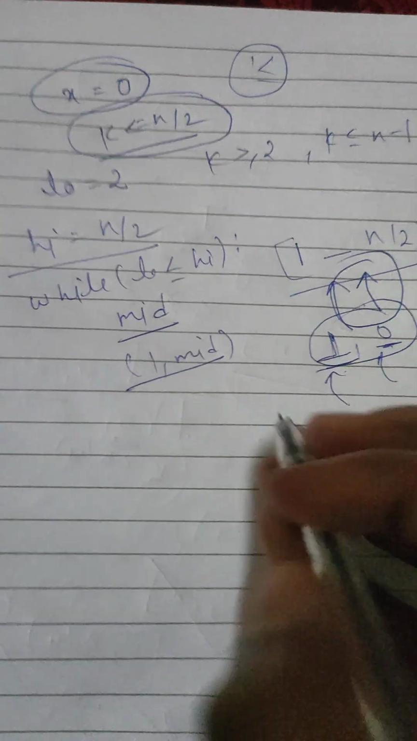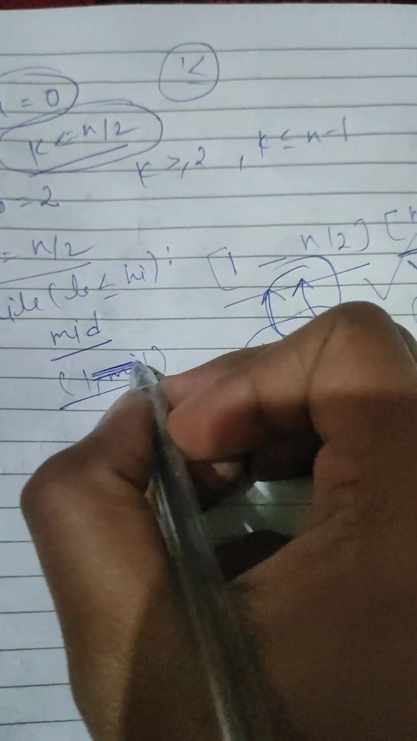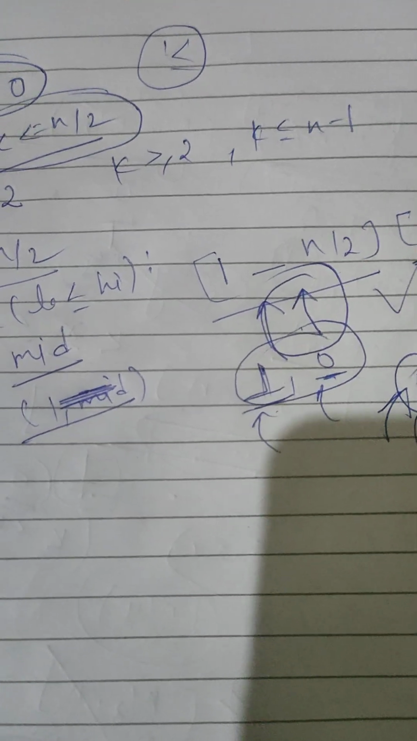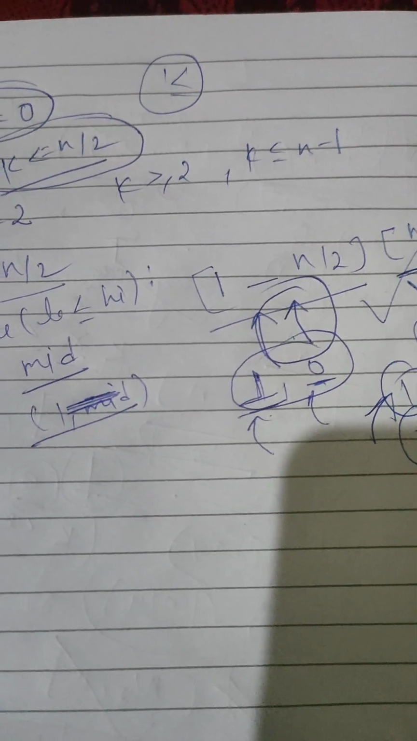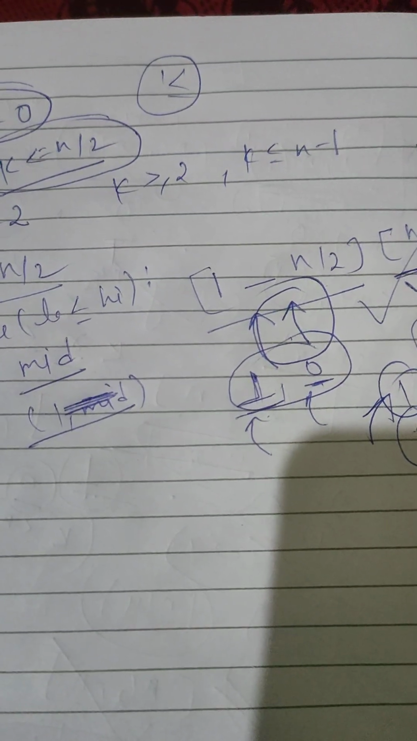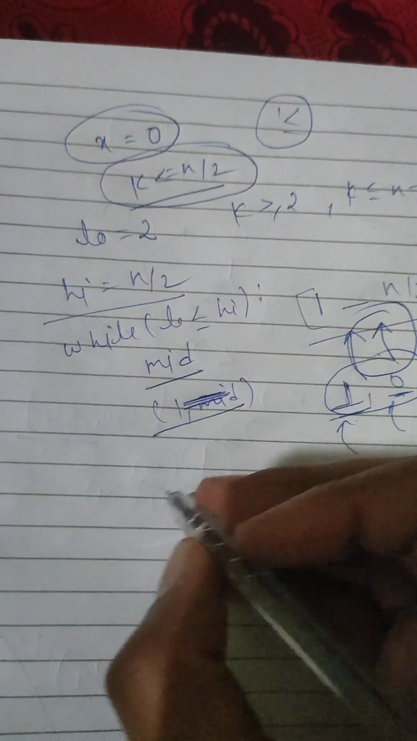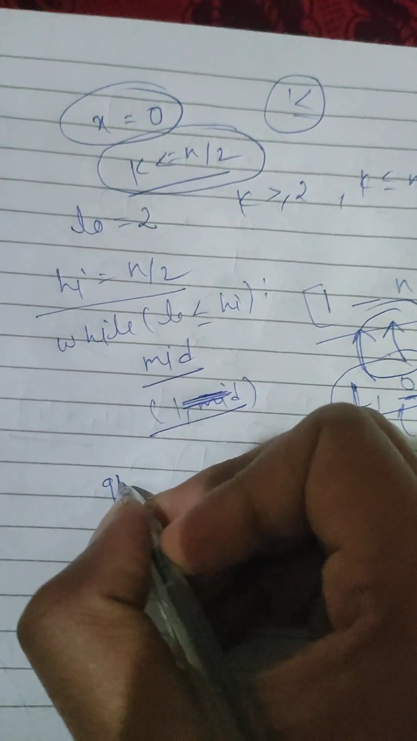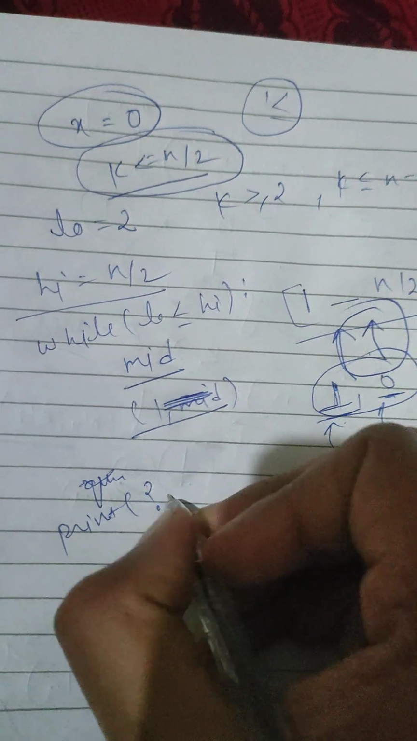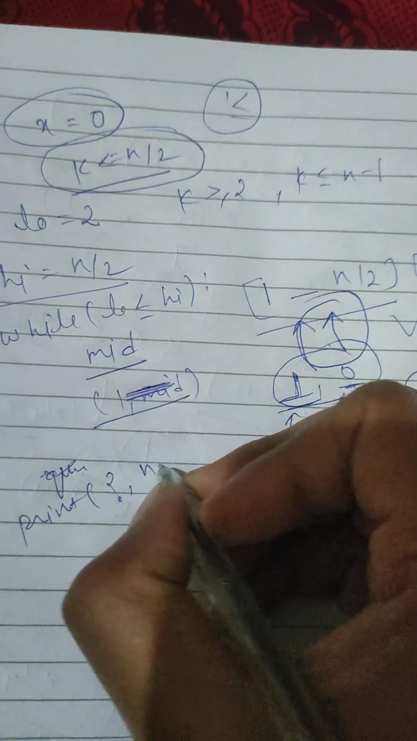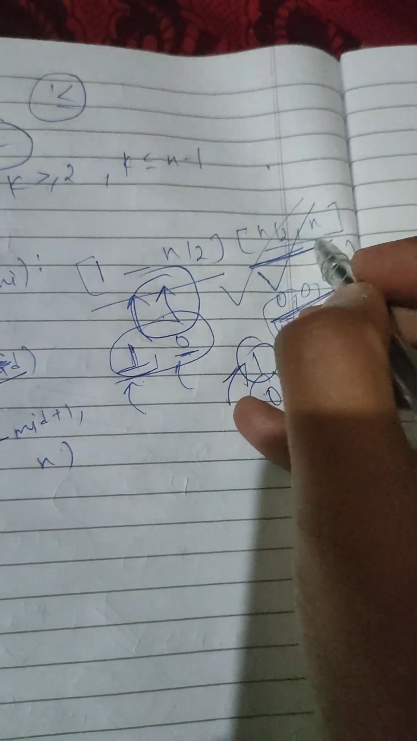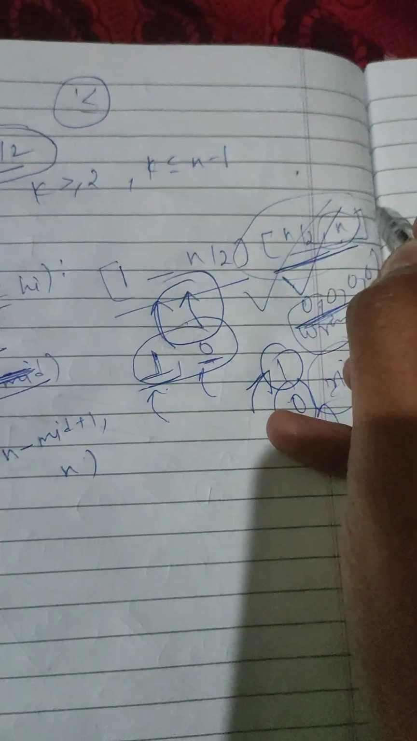Okay, so how will we call? We didn't call this for now, as we know that 1 to n by 2 we have this. So how are we going to call this? We will call the query, that means print, whatever you guys can say, question mark, and then n minus mid plus 1 to n, because we will check from the last, so that all the elements can contain 0 in that.